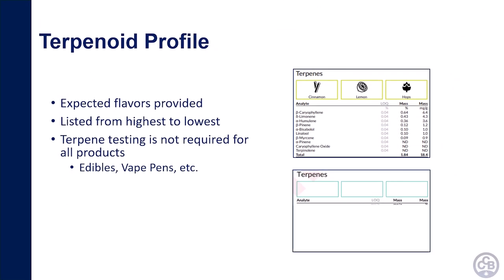The terpenoid profile of the product can be found beneath the testing panel breakdown. The terpenoid profile will provide the expected flavors of the product based on the terpenes that were detected. Terpenes are aromatic compounds that contribute to flavor, scent, and effects of cannabis and cannabis products. Terpenes will be listed from highest detected amount to lowest detected amount. Please note that terpene testing is not a requirement for all products, so there may be nothing listed in this section of the COA.